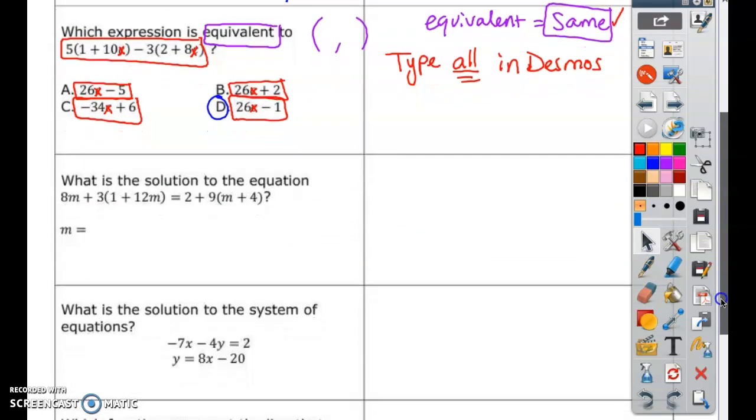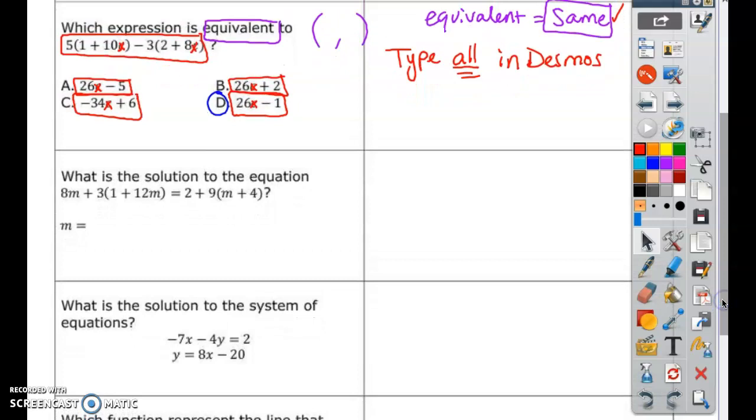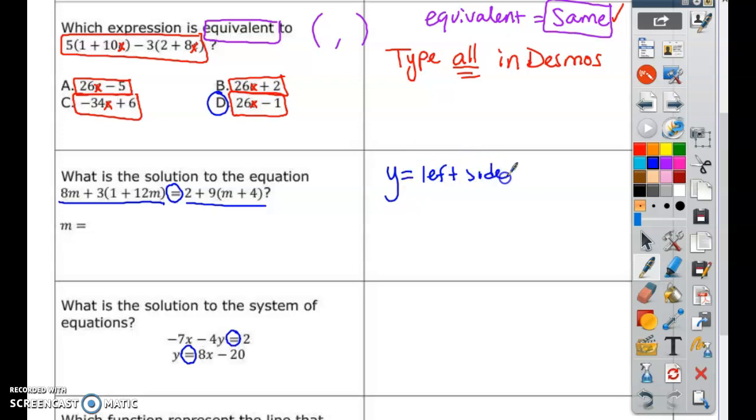Okay, go down. These are the ones you guys like. They have an equal sign. When they have equal signs, all you do is type them and see where they cross, donde cruzan. This one has two sides. The left side, you type it, and then the right side, you type it. So right here, you're going to type y equals the left side, and y equals the right side, and see where they cross.